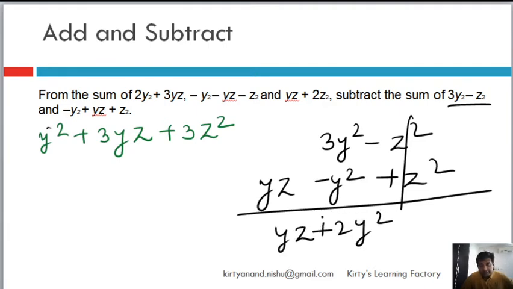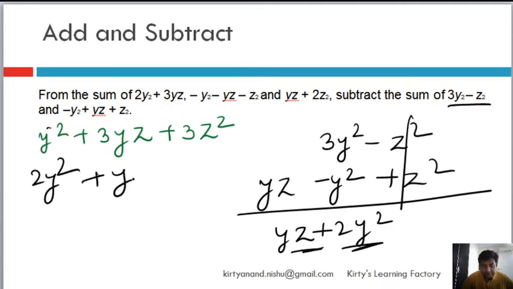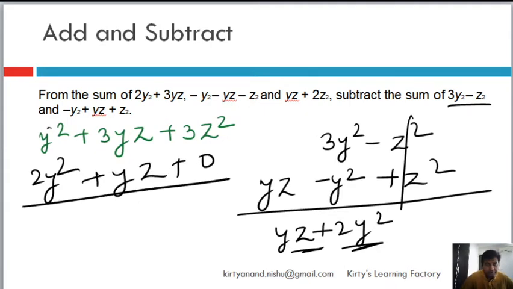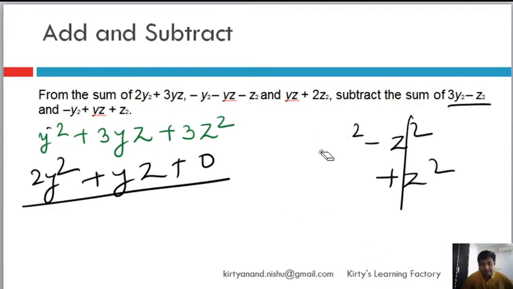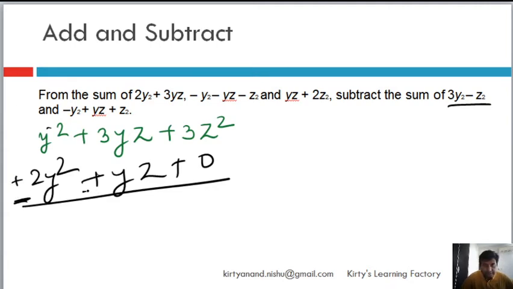Now I have to subtract this from this. Okay, so let's find out where is 2y square. Let's take it here, 2y square. Yz I will put it here, plus yz. There is no z square term here, so I will put it as a 0. After you have practiced, then you can just straight away see and start calculating. We have to subtract, so this is a plus, basically it will become minus.